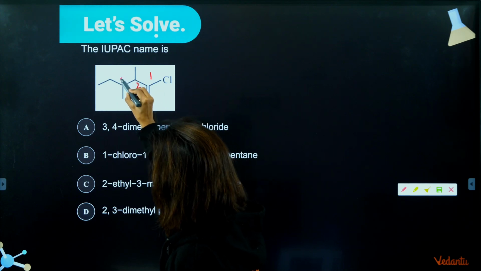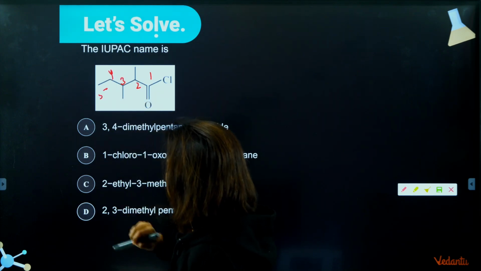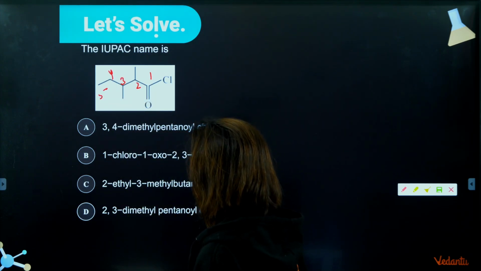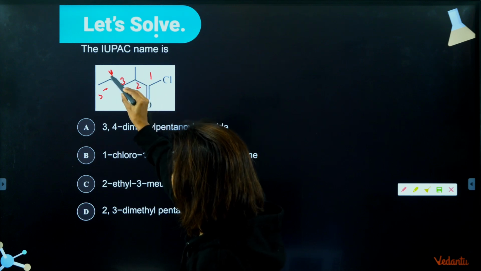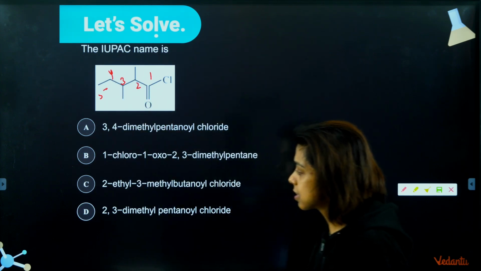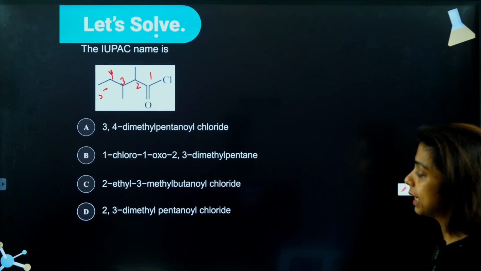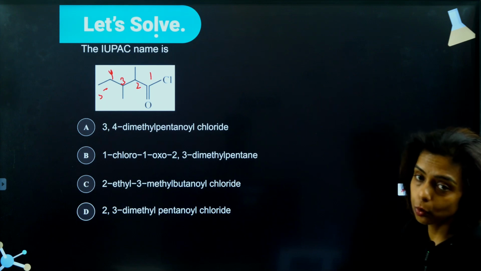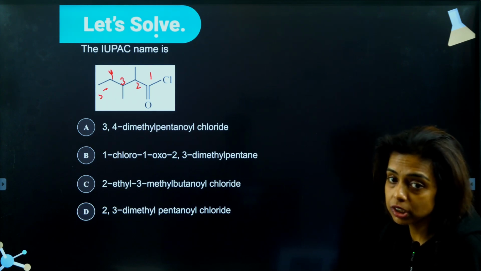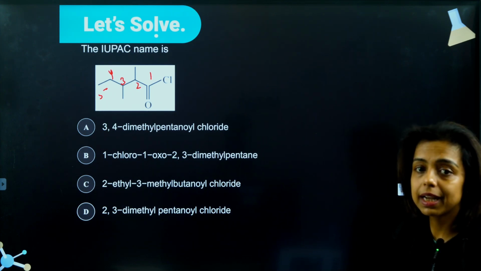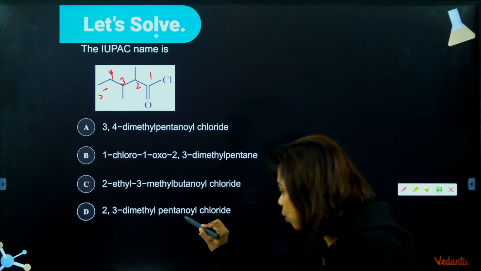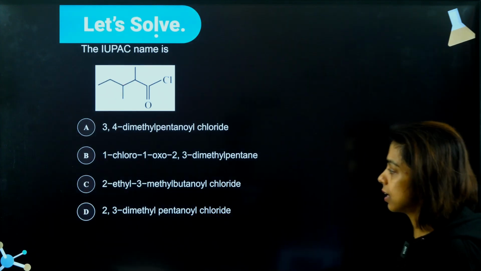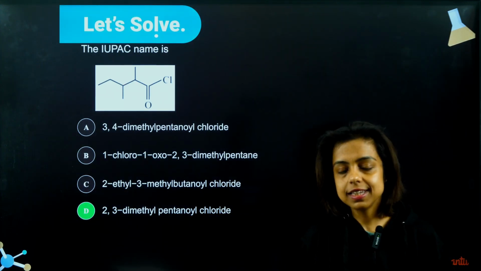1, 2, 3, 4, 5. So 2 and 3 there is dimethyl. 1, 2, 3, 4, 5. Yes. This is a 2,3 dimethyl pentane oil chloride. 5 carbon in the parent chain. So 2,3 dimethyl pentane oil chloride. Oil chloride is the suffix that we use for COCl. Got it, guys? D is the correct answer.